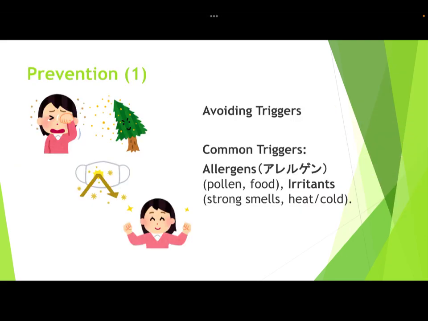When I explain the prevention of anaphylaxis, the most fundamental step is avoiding triggers. Before using any medication, the goal is to prevent the reaction entirely. Common triggers include allergens such as pollen and food, and environmental irritants like strong smells or extreme heat and cold. Identifying and avoiding these is key.